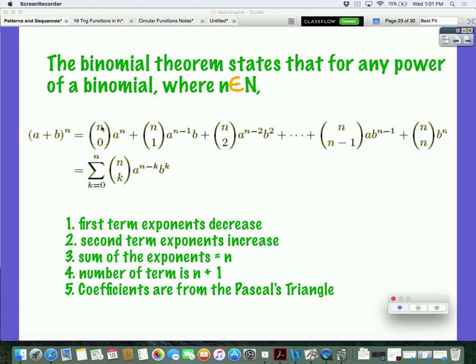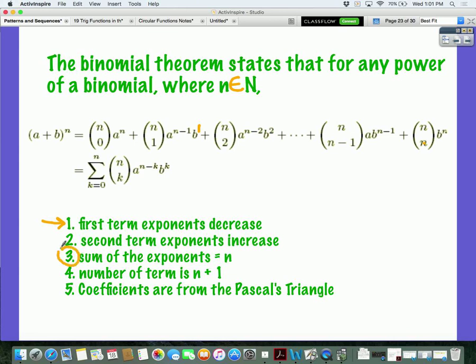So whatever n is, that's the number at the top of your combination, and then you start at 0 and increase until you have the same number inside the combination. For your first term, the exponents decrease. Whatever your first term is, you raise it to the nth power, and then you continue to decrease all the way until 0. For your second term, the exponents start at 0 and begin to increase, so this would be to the first, the second, and so on.